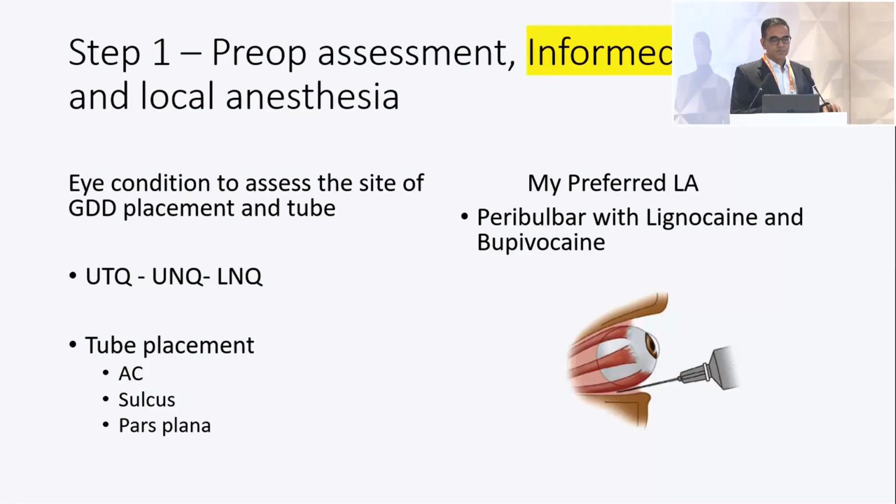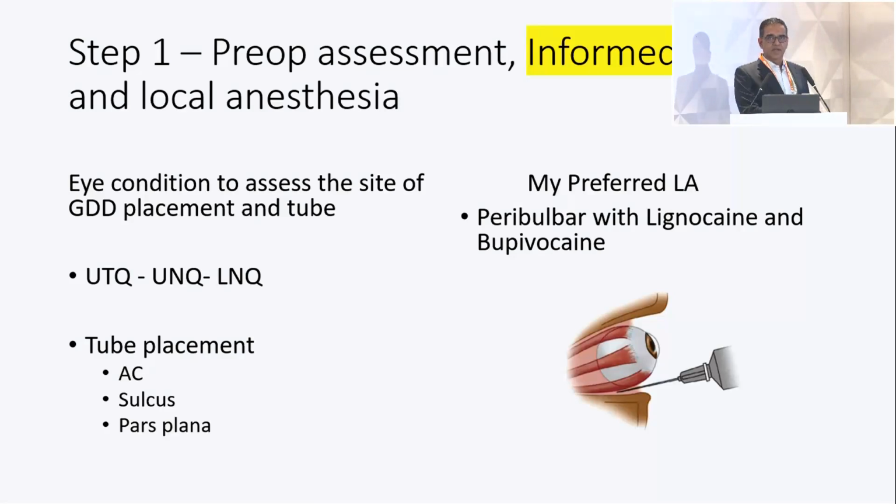And second, of course, is to decide. Most commonly we would like to place it in the upper temporal quadrant. We have the choice of placing it in the upper nasal quadrant and also the lower nasal quadrant. Usually the outer temporal quadrant is generally not a preferred site for placing the tube. And where do we place the tube? We can either place it in the antechamber, in the sulcus behind the iris, or in the pars plana in a vitrectomized eye.